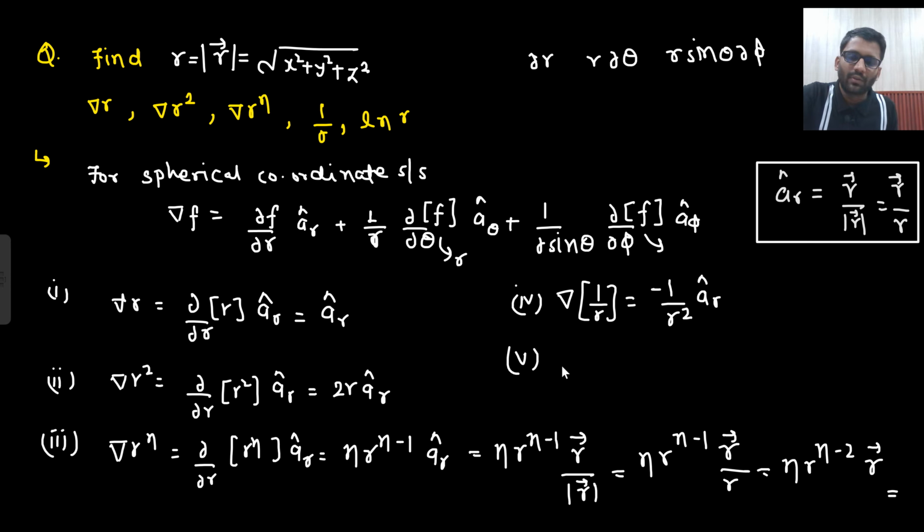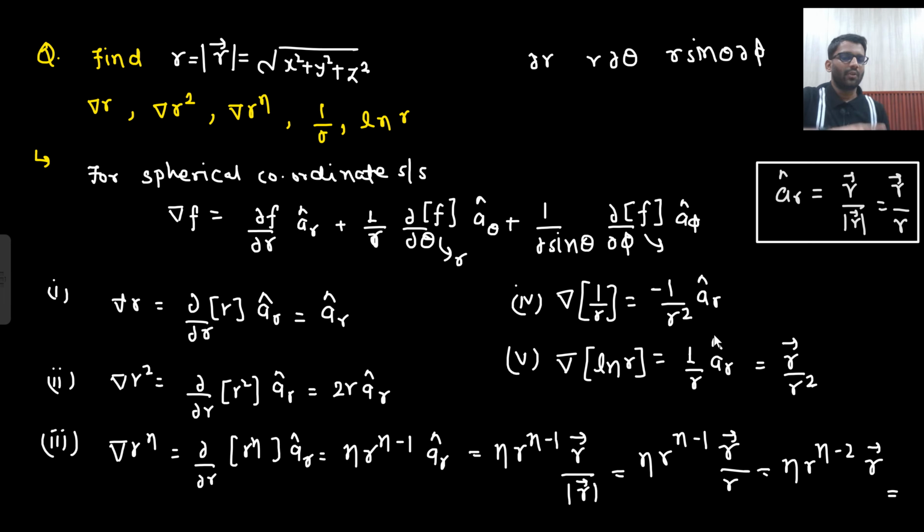Okay, and what about the fifth one? So you need to take the gradient of ln r. So what is the differentiation of ln r? That is 1 by r, and then ar cap. What could be the other answer? Vector r divided by r square. Did you understand this point? Because how will ar cap be replaced? R vector divided by magnitude of r. So r vector divided by r, so r vector divided by r square. So this would be the answer. Okay. So in that manner you can write down all the answers. Well and good. Very easy question.